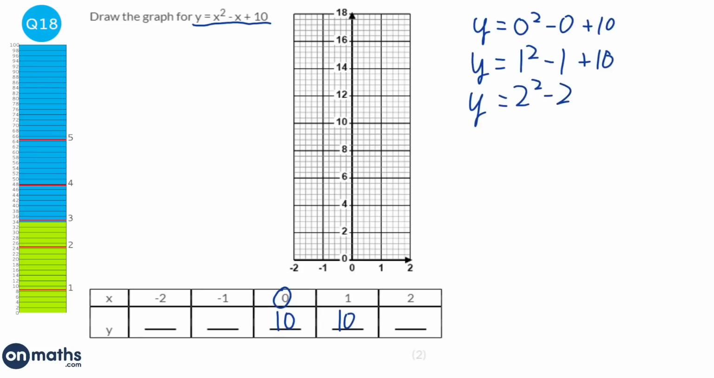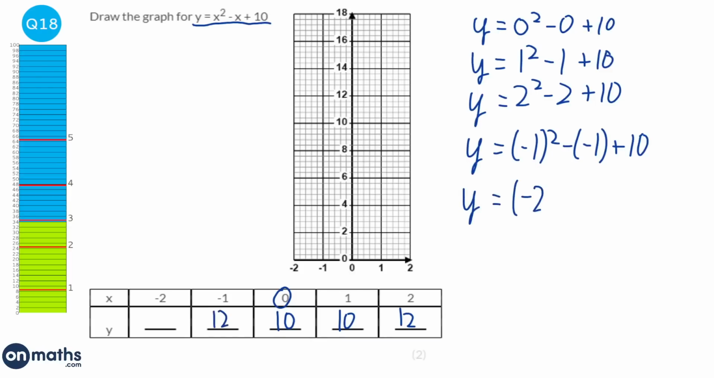2 squared minus 2 plus 10. 2 squared is 4, 4 take away 2 is 2, plus 10 will be 12. Now we're going to do the negative, so we're going to look at minus 1. So it's y equals minus 1 squared, minus minus 1 plus 10. So a little bit more complicated here. Minus 1 squared is just 1. Now here you have 2 negatives together. When you have 2 negatives together, it makes a plus. So we've got 1 plus 1 plus 10, which is going to be 12.